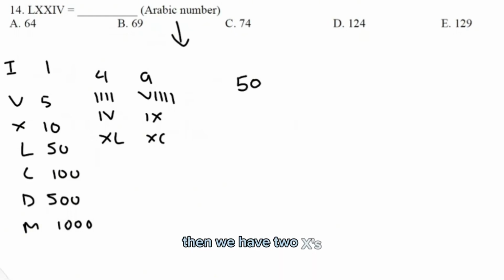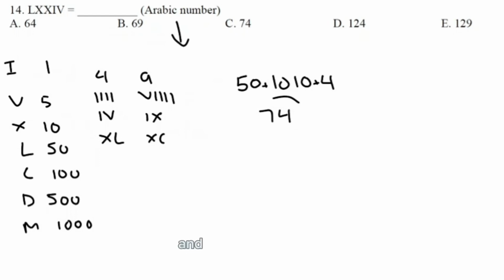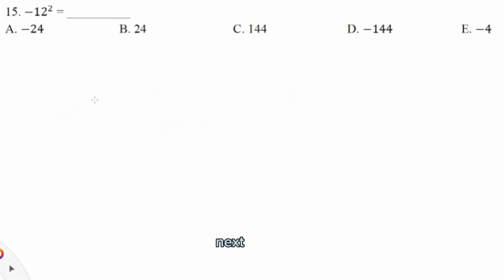And then we have two X's. So that's 10, 10. And then we have IV, that's just 4. So now we can add these up, and that's 74. And that's your answer.